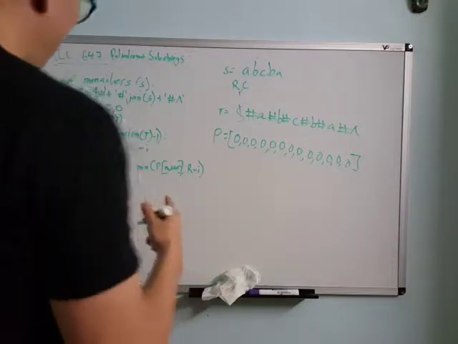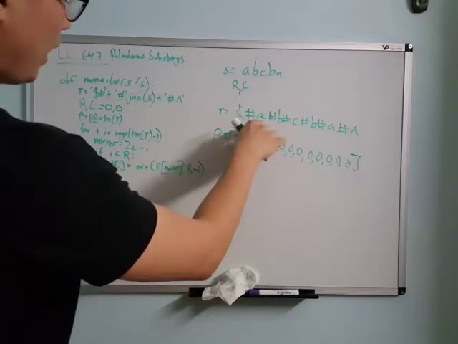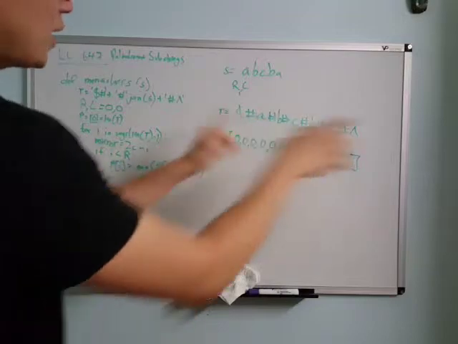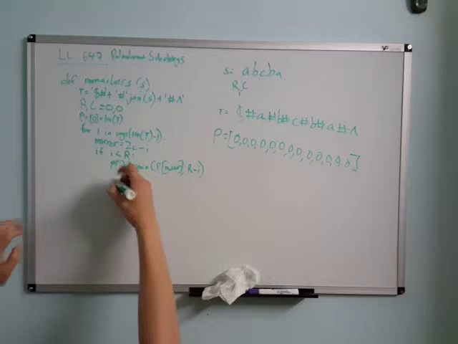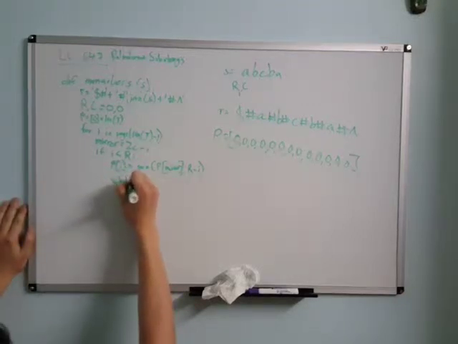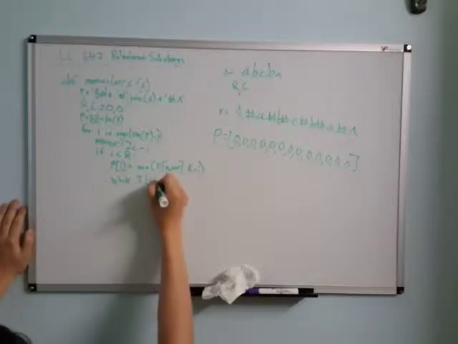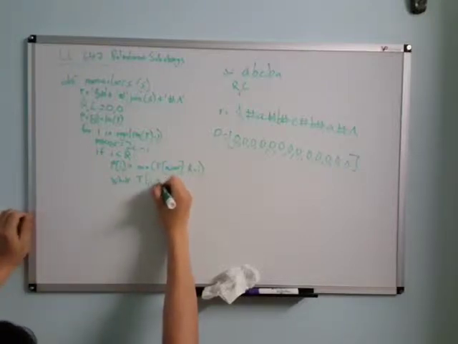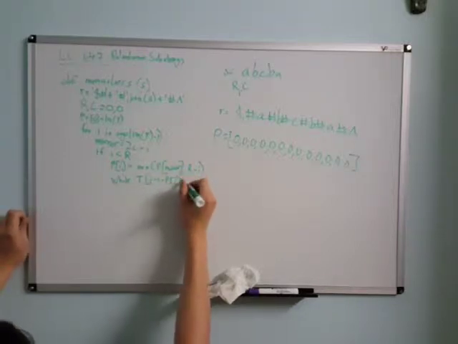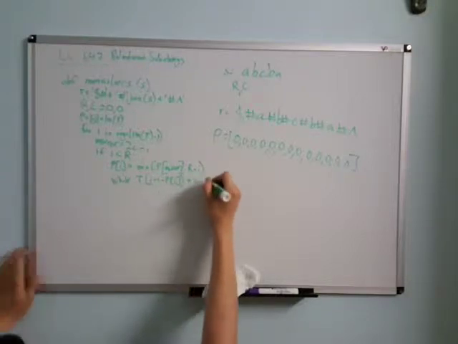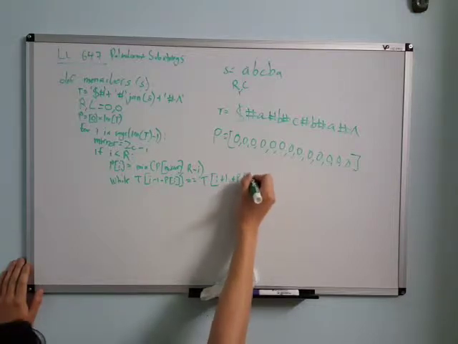Right, so I think that's right. And here we need to check at a given index how many times we can move over to the left and right. A pretty cool way to do that is a while loop like this. So we'll set a while t of I minus 1 minus p of I is equal to t of I plus 1 plus p of I.